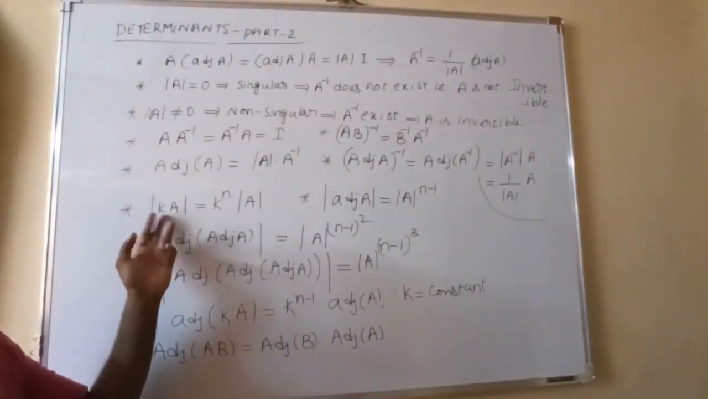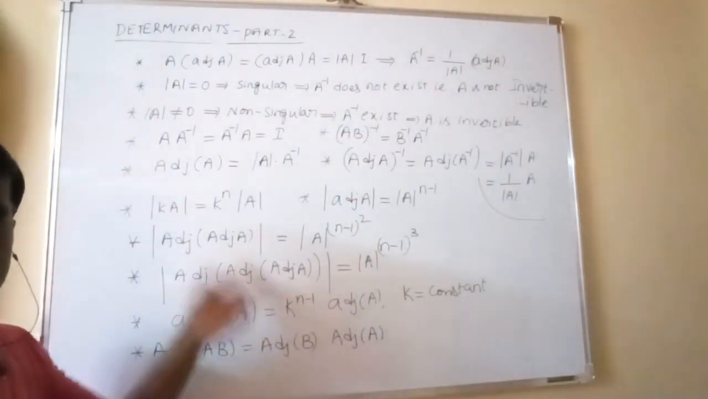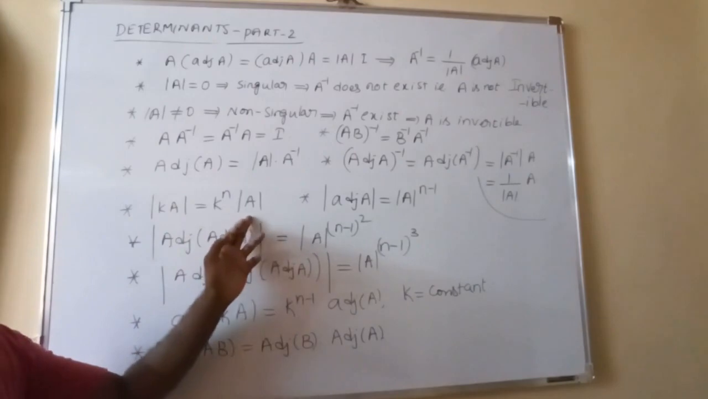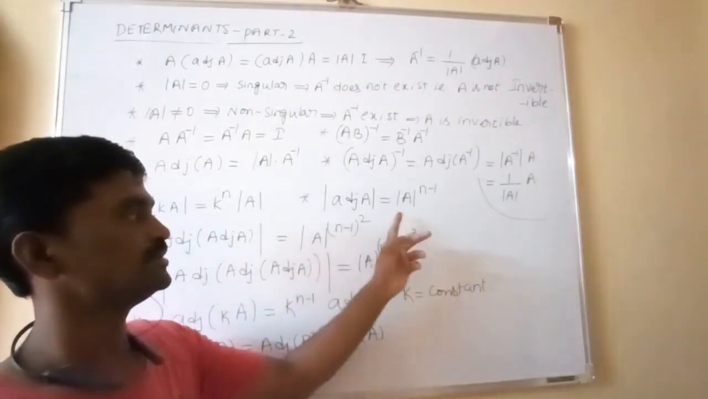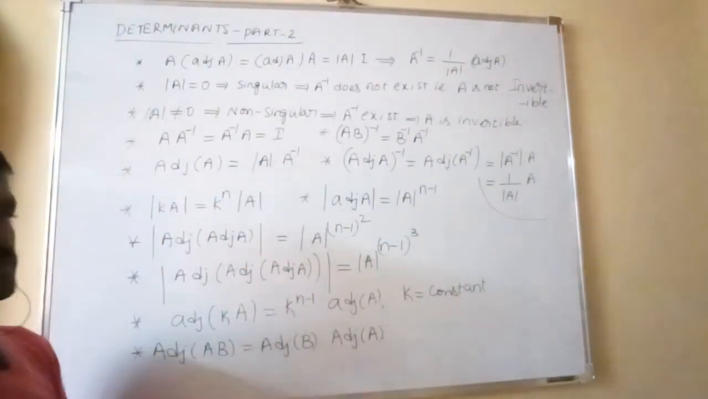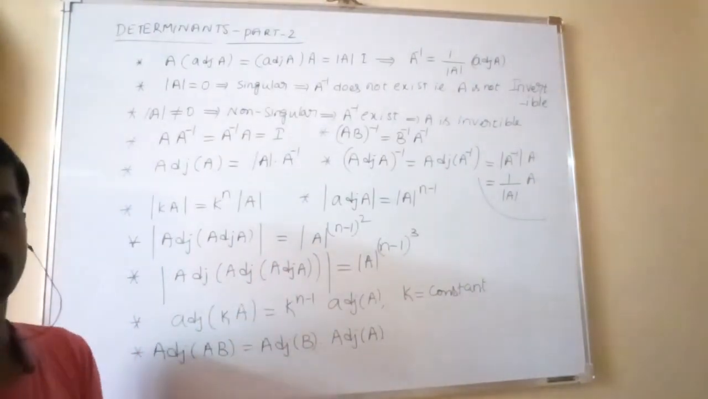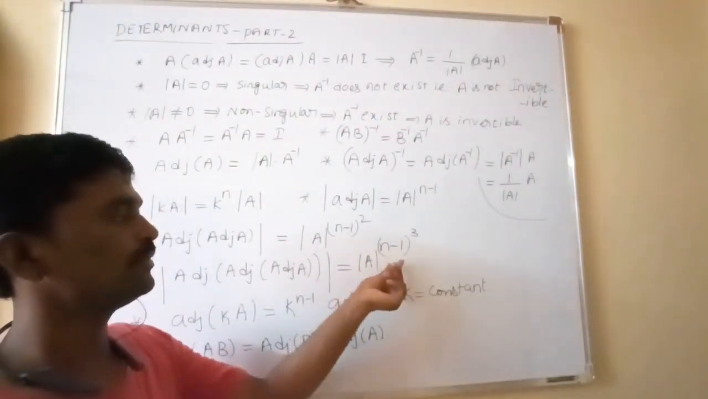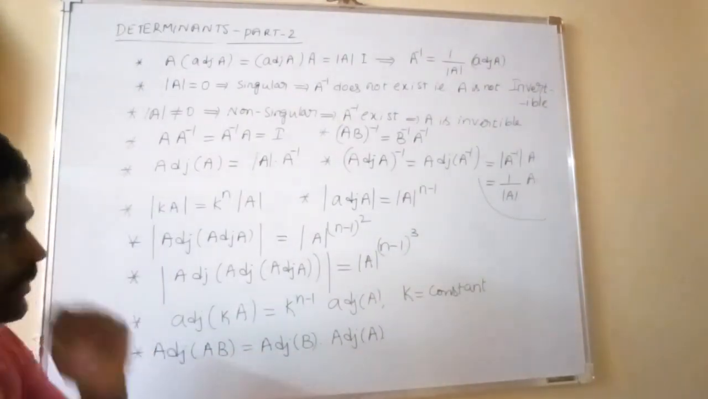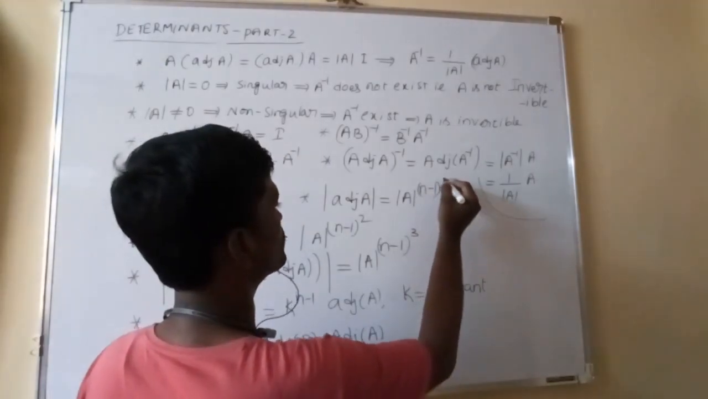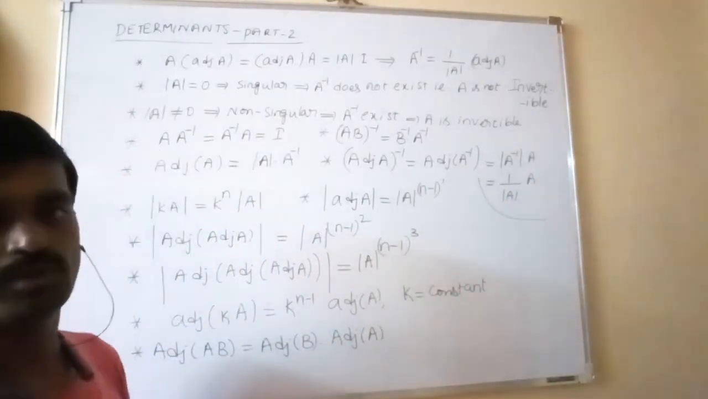From here onwards, whatever A matrix I am discussing is a square matrix of order n. Determinant of KA is equal to K power n into det A. Determinant of adjoint A is det A power n minus 1, where n is the order of A. You can remember this easily: in the determinant of adjoint A, how many adjoints are there? Only one. So, det A power n minus 1 whole power 1.